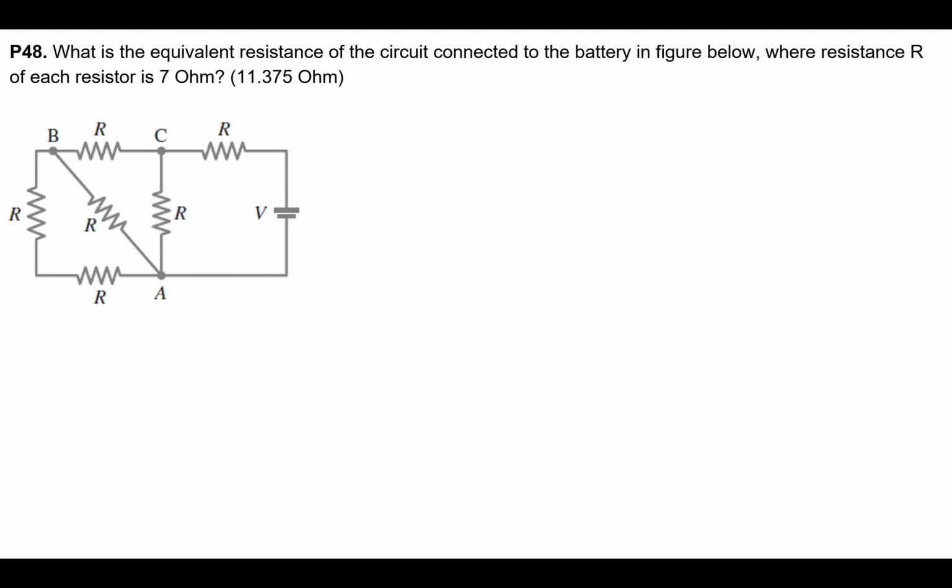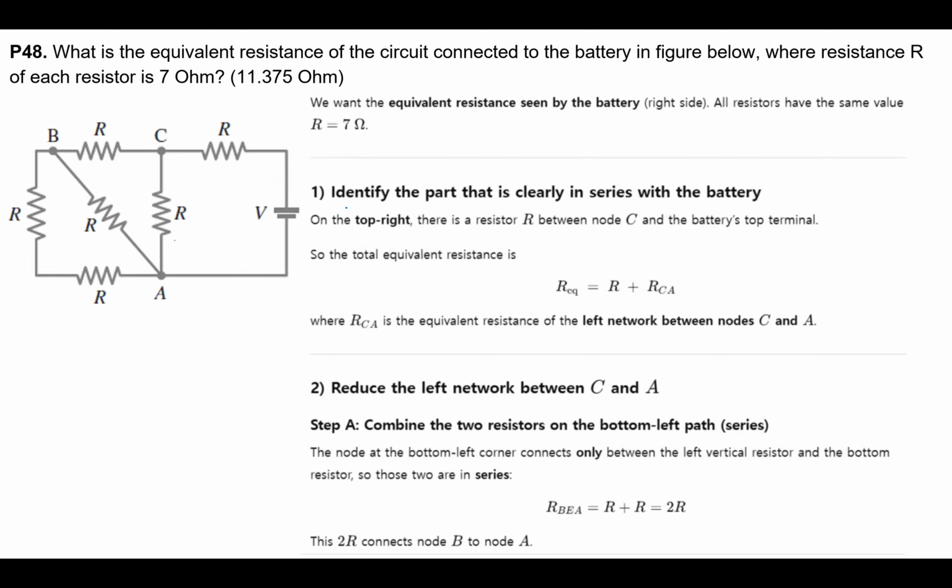And what is the equivalent resistance of the circuit connected to the battery in the figure below? So it looks a little bit messy. Okay, but what I'm going to do is identify the part that is clearly in series with the battery. So yeah, and then here.